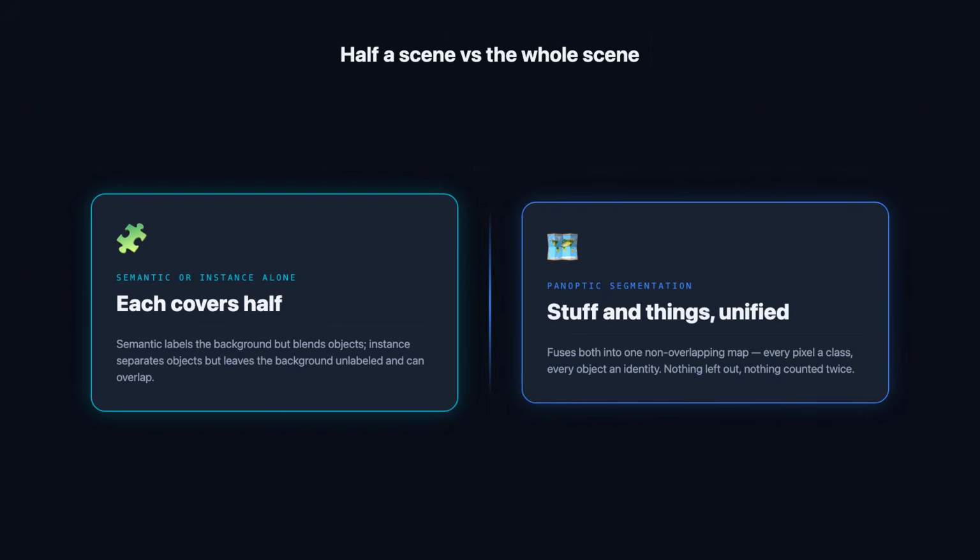Panoptic segmentation refuses that trade-off. It fuses stuff and things into one map, assigning every pixel a class and every object an identity in a single, non-overlapping result. Nothing is left out and nothing is counted twice.